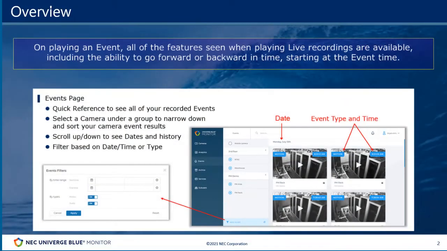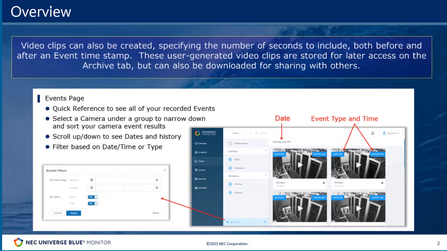On playing an event, all of the features seen when playing live recordings are available, including the ability to go forward or backward in time, starting at the event time. Video clips can also be created, specifying the number of seconds to include both before and after an event timestamp. These user-generated video clips are stored for later access on the Archive tab, but can also be downloaded for sharing with others.